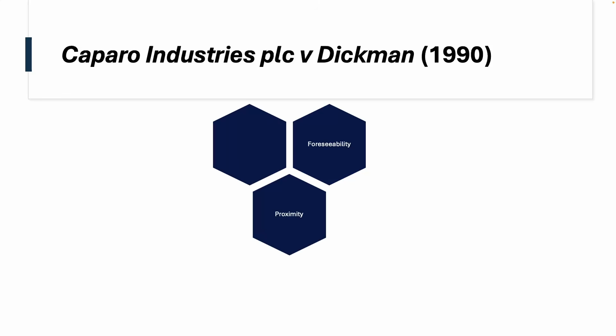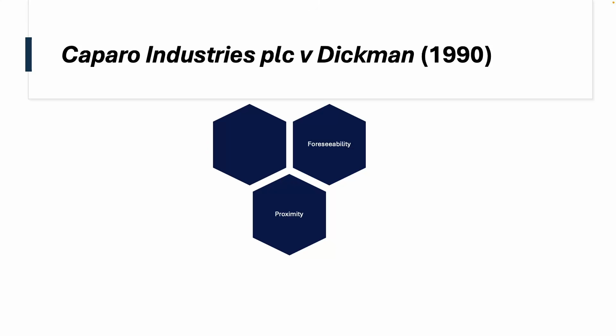The next question is whether or not there is proximity. There must be a sufficiently close relationship between the claimant and the defendant. This is sort of elucidated by the basic principle of neighbourhood, relational proximity. It can be spatial, temporal, causal, relational, as I've already mentioned.